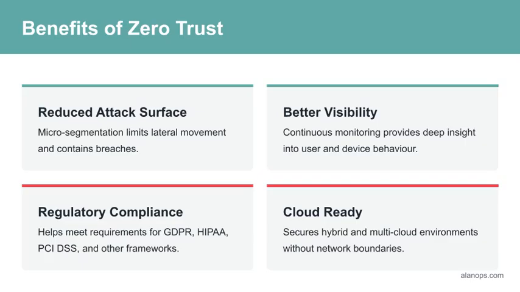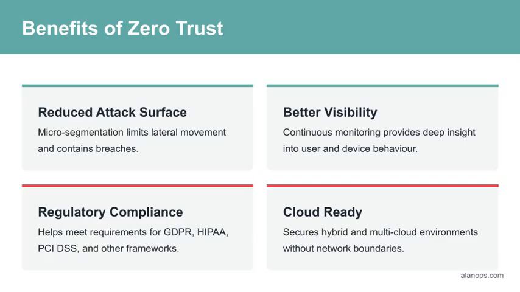Why do this? What are the actual business outcomes? Reduced attack surface. Micro-segmentation and least privilege mean attackers have nowhere to go. Lower risk translates to lower insurance costs, fewer incidents, and less downtime. Better visibility. Continuous monitoring means you see what's happening in real time. When something goes wrong, you know immediately. Faster detection, faster response, less damage.